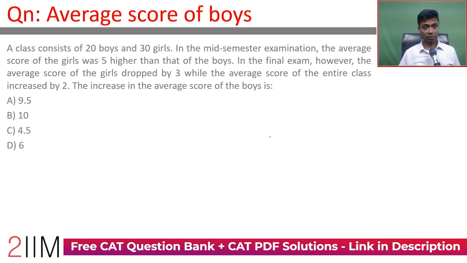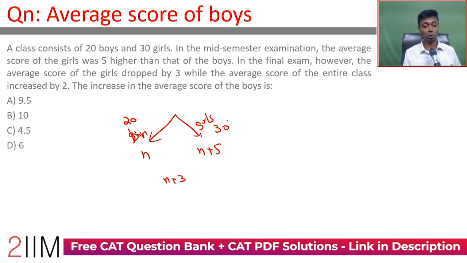A class consists of 20 boys and 30 girls. In the mid-semester examination, the average score of the girls was 5 higher than that of the boys. Fine. Boys and girls, 20 and 30. Average of boys was n, girls would have been n plus 5. That means the overall average, I already know this difference is 5, would have been n plus 3, closer to the girls than to the boys, split in the ratio 2:3.